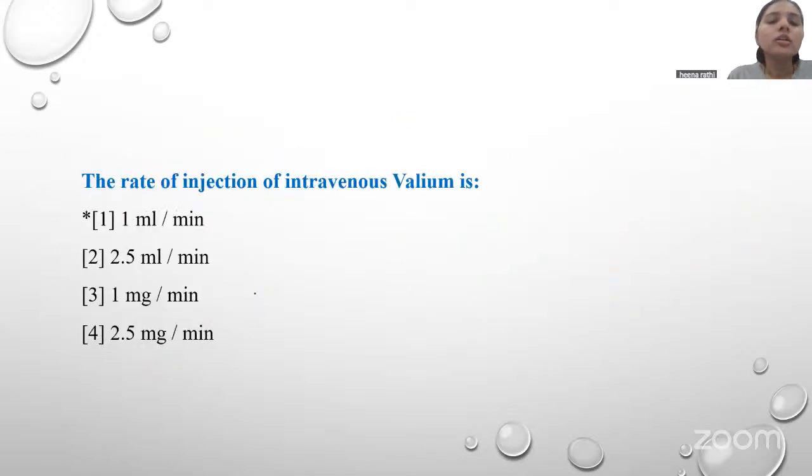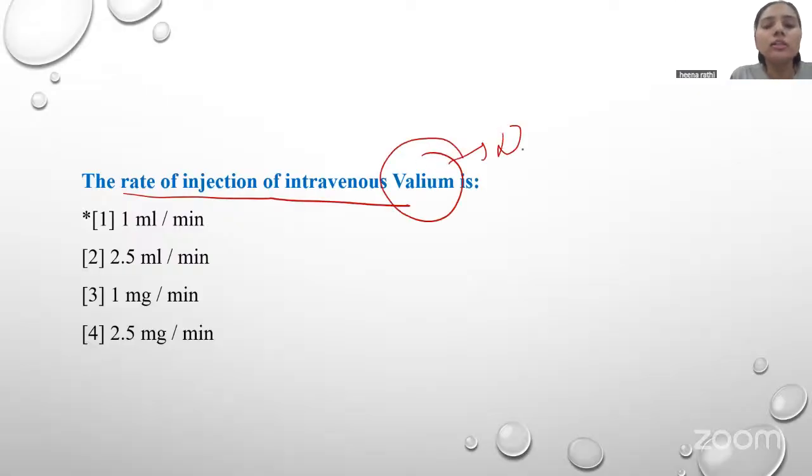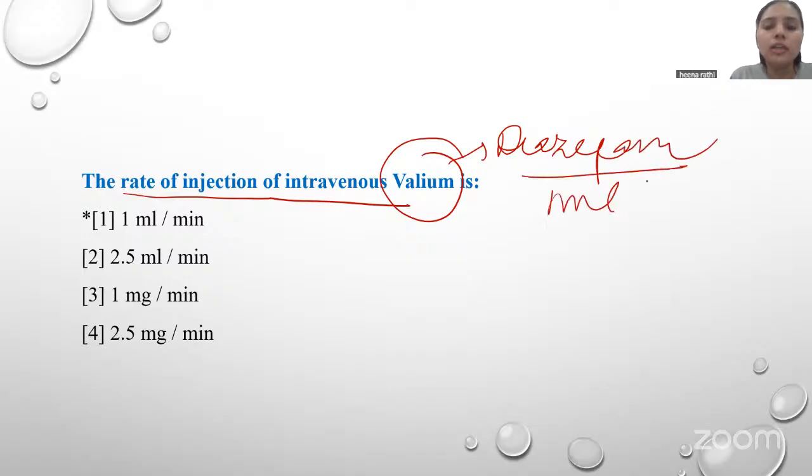Next question. Rate of injection of intravenous Valium. What is Valium? It is diazepam. So it is given at 1 ml per minute.